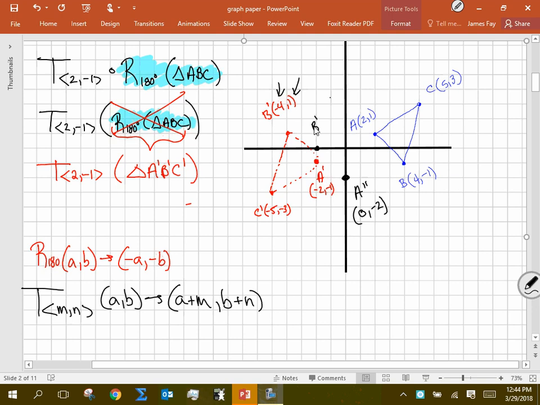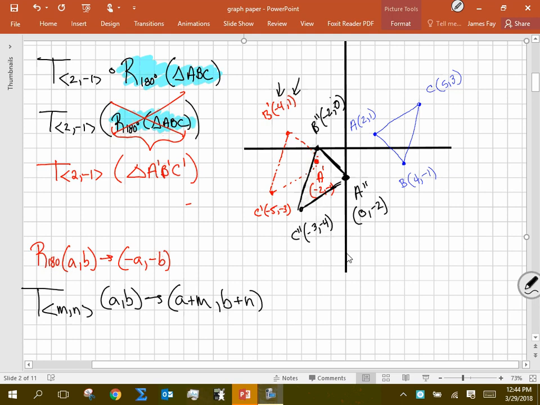So B double prime is negative 2, comma, 0. And now C double prime: add 2 to your negative 5, so that would give you negative 3. Then add negative 1 to that, so it would give you negative 4. So we're going to go left 3, and then down 4. And that's going to be C double prime, negative 3, negative 4. And then I would connect those.